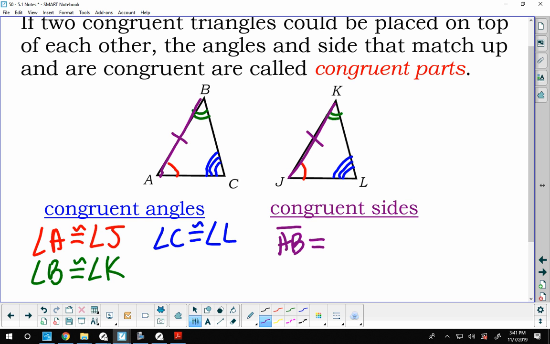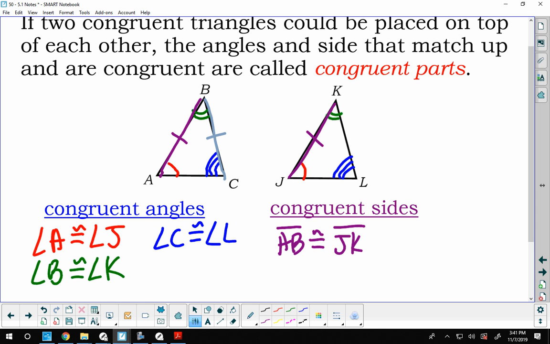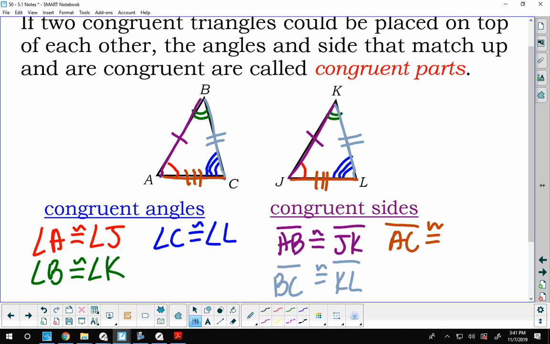And anytime we talk about sides, we're talking about segments, so we need to say segment AB is congruent to segment JK. Then we have segment BC is congruent to segment KL because they match up. And last but not least, we have segment AC is congruent to segment JL because they match up. And for each new side and each new angle, I use a different amount of tick marks because they can be different lengths than the previous set of congruent parts.